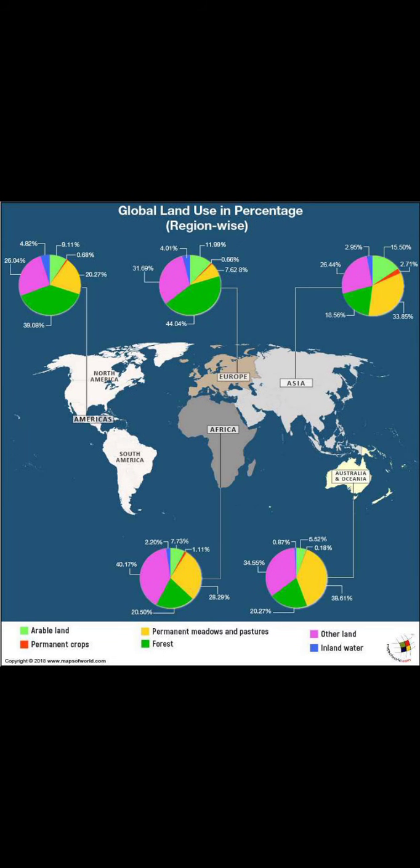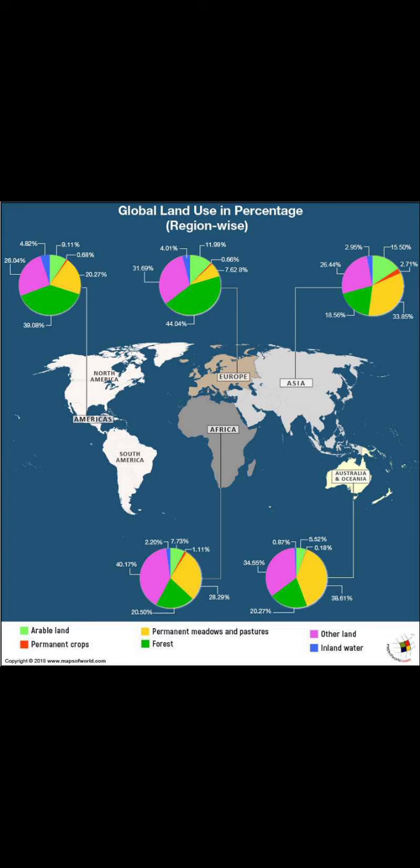When we look at the life of Mamba and Peter, it's completely contrasting. This is because of the difference in landforms and availability of resources. Now, observe this map. It shows the global land use pattern.